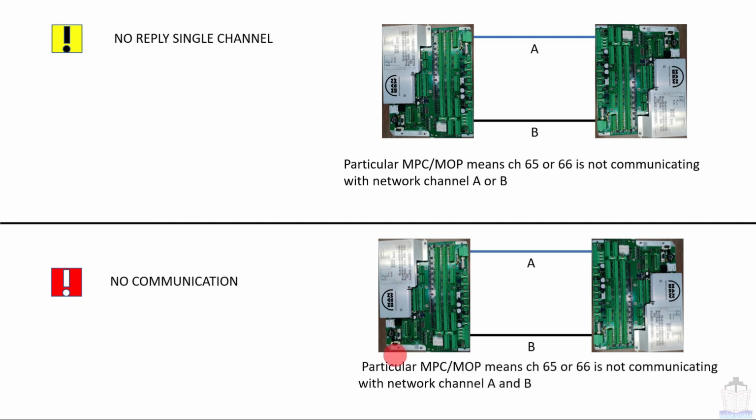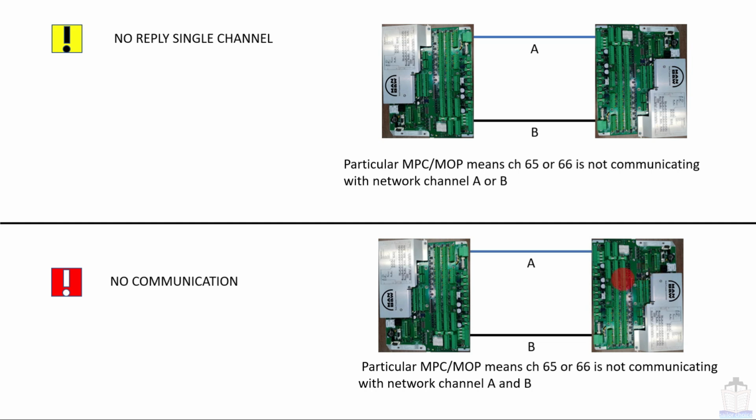In this alarm, the particular MPC or MOP, meaning channel 65 or 66, is not communicating with network channel A and B. In this case, any particular MOP or MPC not establishing communication with either network channel A or B, all action related to this particular component will be terminated.